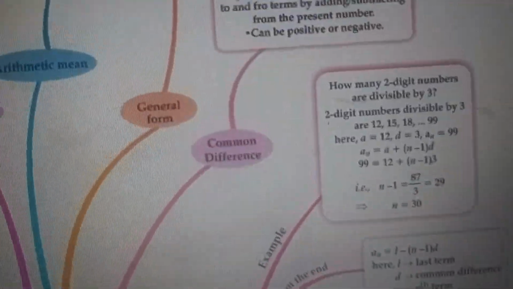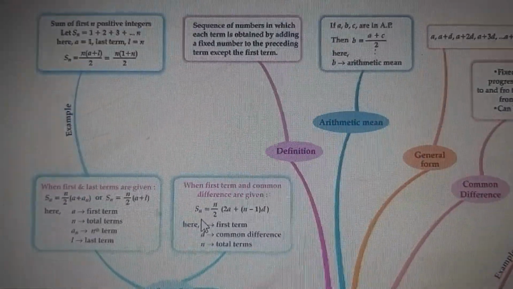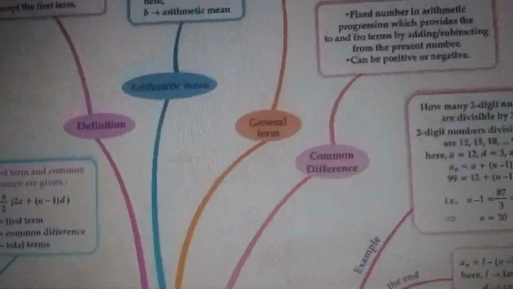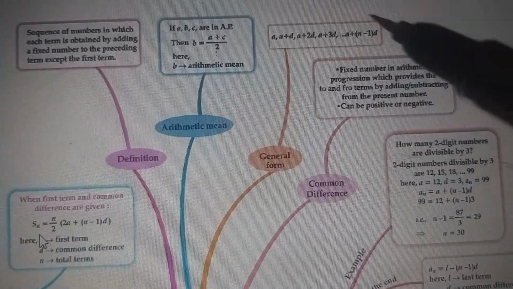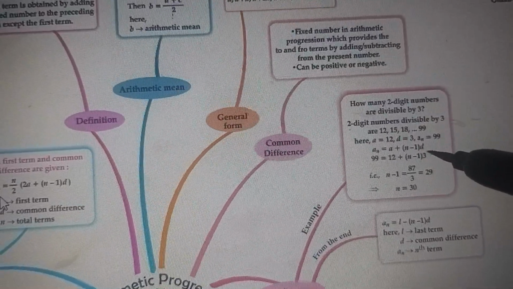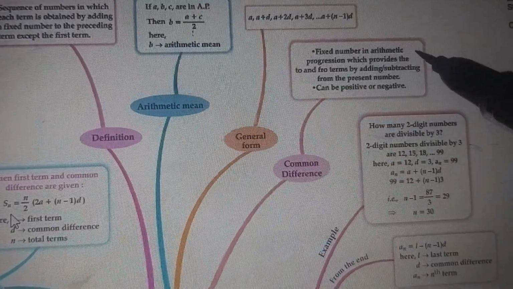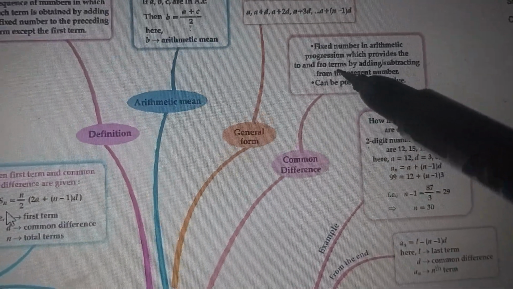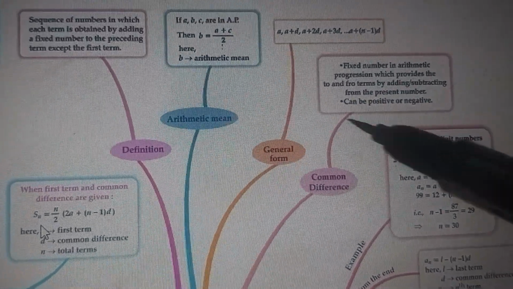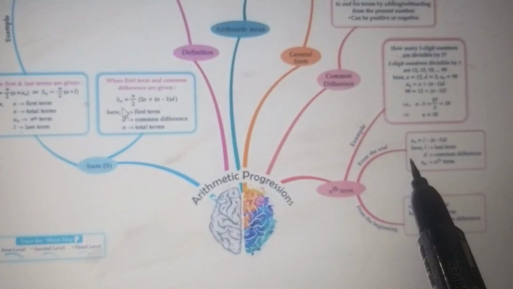Here the first term and last term are given, the difference is given here, and this is the common difference, so the formula is a plus (n minus 1) into d, an equal to a plus (n minus 1) into d. We substitute and we get the n value. Okay, this is the fixed number in an arithmetic progression, which gives the terms by adding to or subtracting from the present number. It can be positive or it can be negative. Okay, like this we have the arithmetic progression chapter. The nth term we have to find.